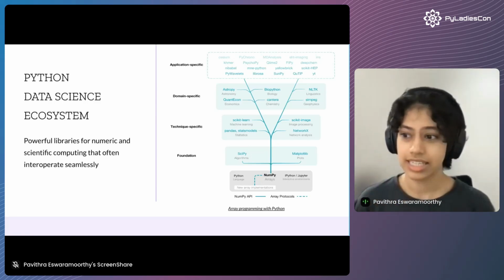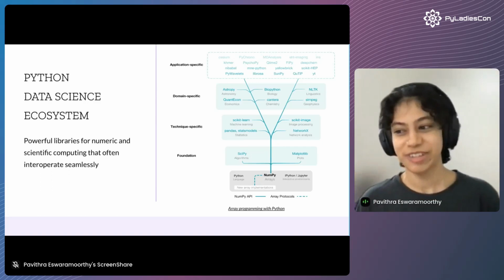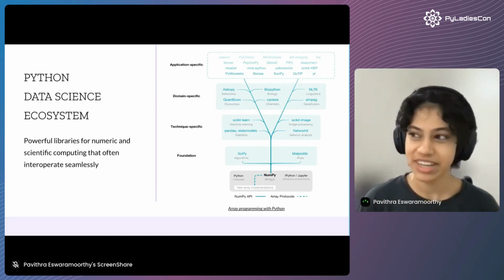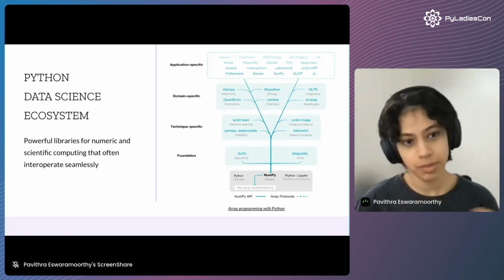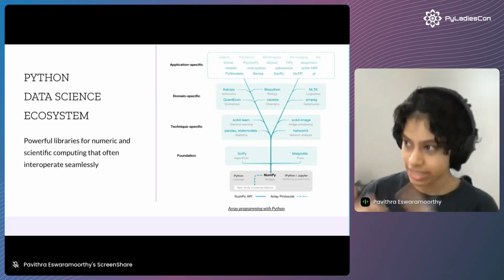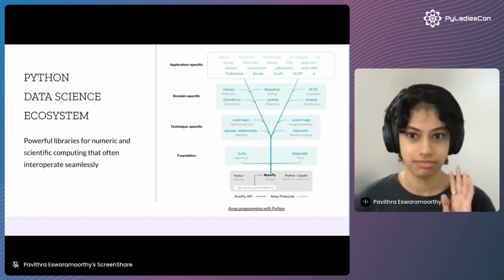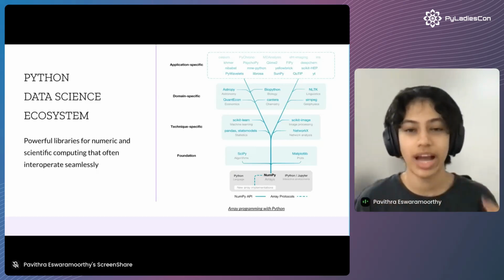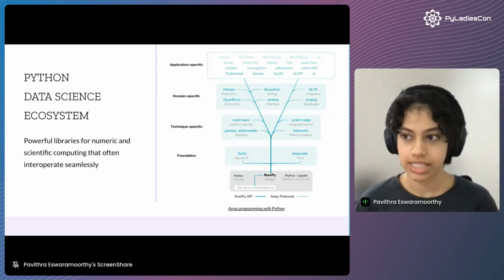On the right is an image created by the authors of Array Programming with Python. You can check that out later. But you can see foundational tools like SciPy, NumPy, and matplotlib are probably tools you're familiar with, but there is a wide, broad range of technique-specific, domain-specific, application-specific tooling in this ecosystem, which is why Python has become one of the leading languages for data science, right?